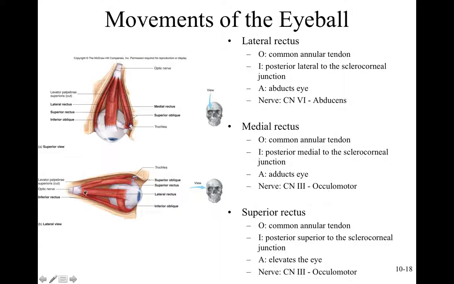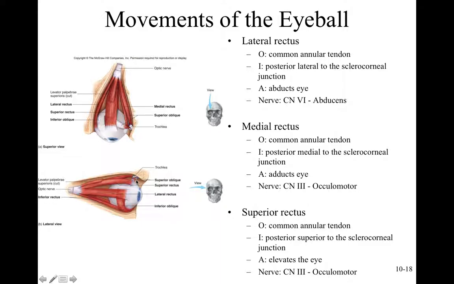Now, not visualized on this one here, but medial rectus will be present here. So this is looking from the superior aspect now. We look here, it again comes from the common annular tendon, and it goes to that posterior medial aspect of the sclerocorneal junction. When it contracts, it will adduct the eye, making the eye look towards the nose. This is done by cranial nerve 3, the oculomotor nerve. We will have 4 other muscles that would be controlled by the oculomotor nerve.